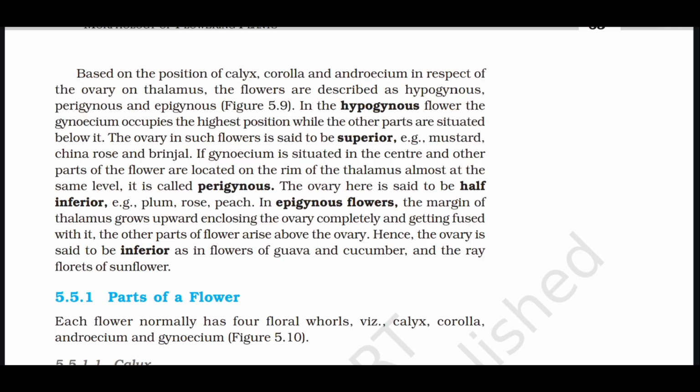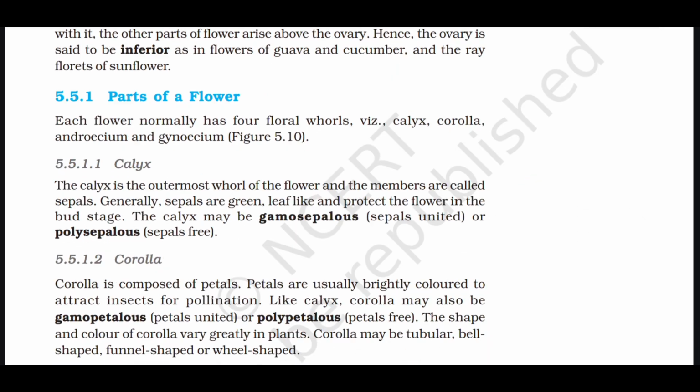If gynoecium is situated in the center and other parts of the flower are located on the rim of the thalamus almost at the same level, it is called perigynous. The ovary here is said to be half inferior. Example, plum, rose, peach. In epigynous flowers, the margin of the thalamus grows upwards, enclosing the ovary completely and getting fused with it. The other parts of the flower arise above the ovary, hence, the ovary is said to be inferior, as in flowers of guava and cucumber, and the ray florets of sunflower.